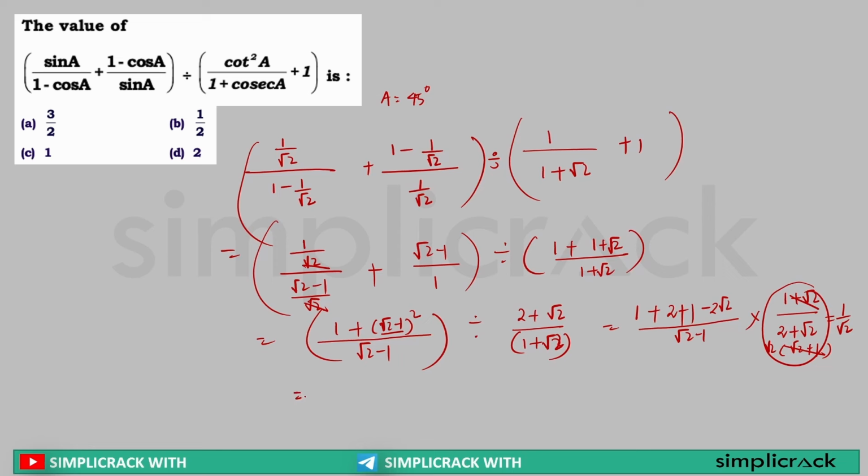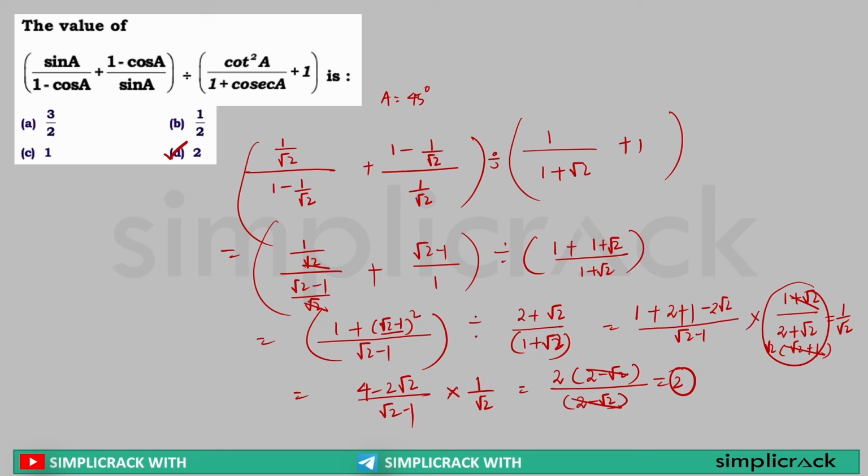So this whole thing can be written as 1 plus 2 plus 1, that is 4, 4 minus 2 root 2 divided by root 2 minus 1, into 1 by root 2. Sir, this can be written as, if I take 2 common, 2 minus root 2 divided by root 2, into root 2, is equal to 2 minus root 2, root 2 crossed out. So the solution is equal to 2. That is option D.